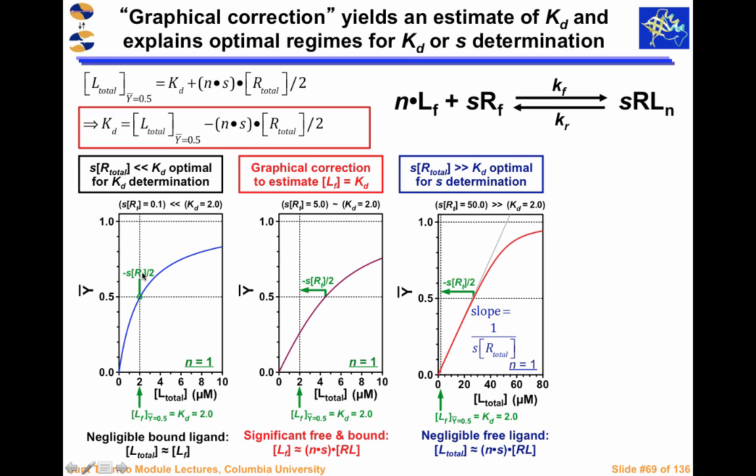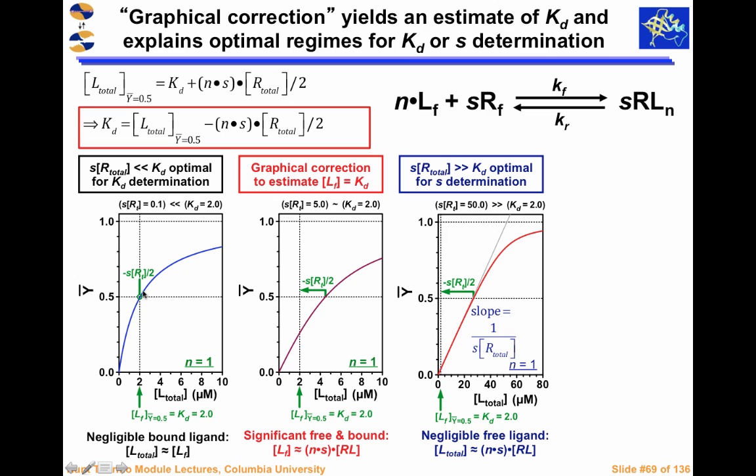If the receptor concentration is 1/100th of the KD, even if n times s is 5, n s R total would still be 1/20th of the KD. It's still a tiny correction, right? It still means that under this circumstance, we have a very, very minor correction. We have a negligible correction.